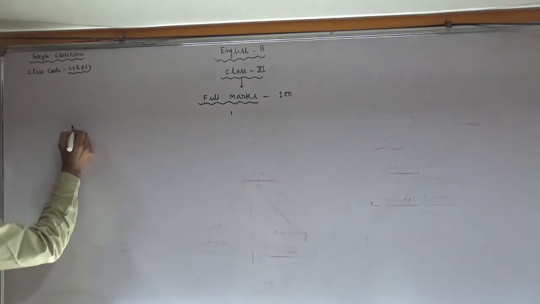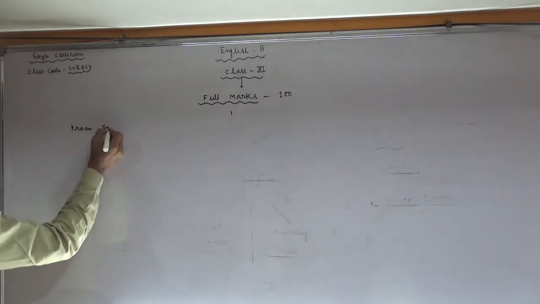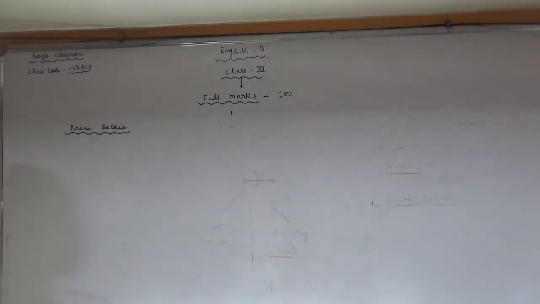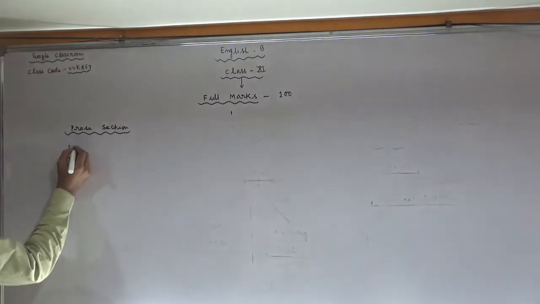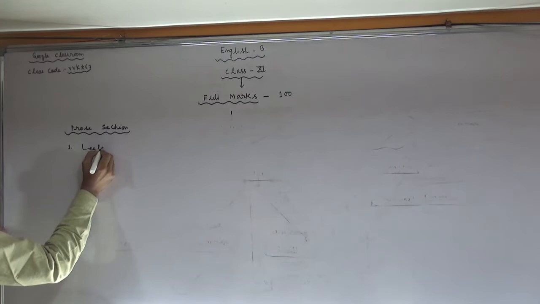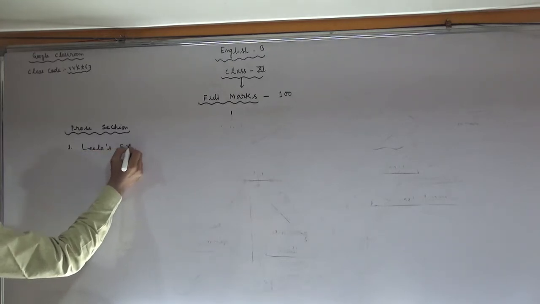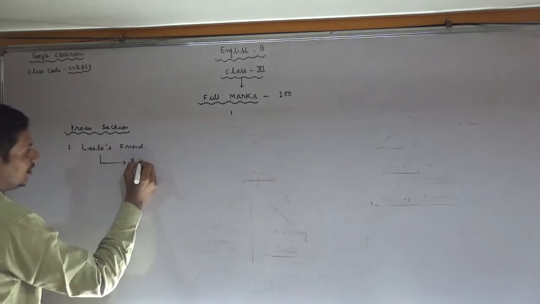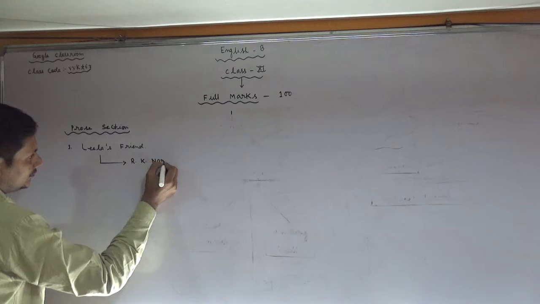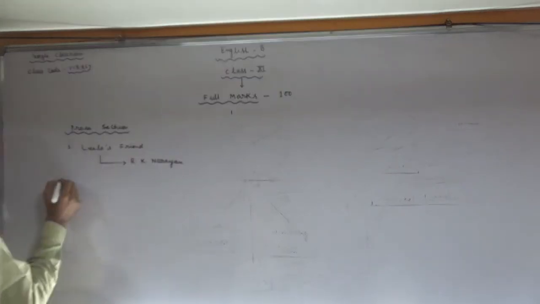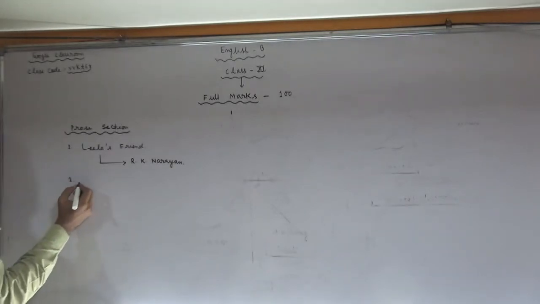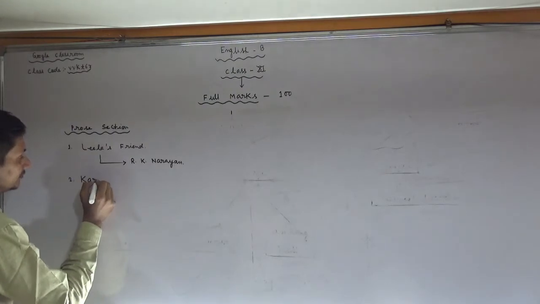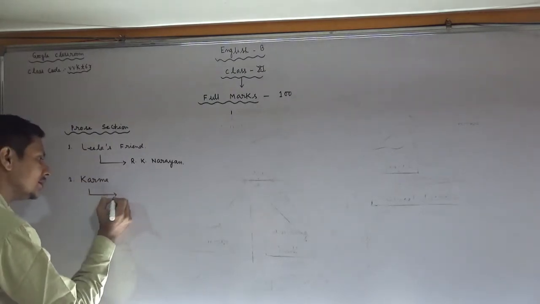In prose section, the chapters that you have to study, the first chapter is Leela's Friend. Leela's Friend is written by R.K. Narayan. The second chapter is Karma, written by Khushwant Singh.